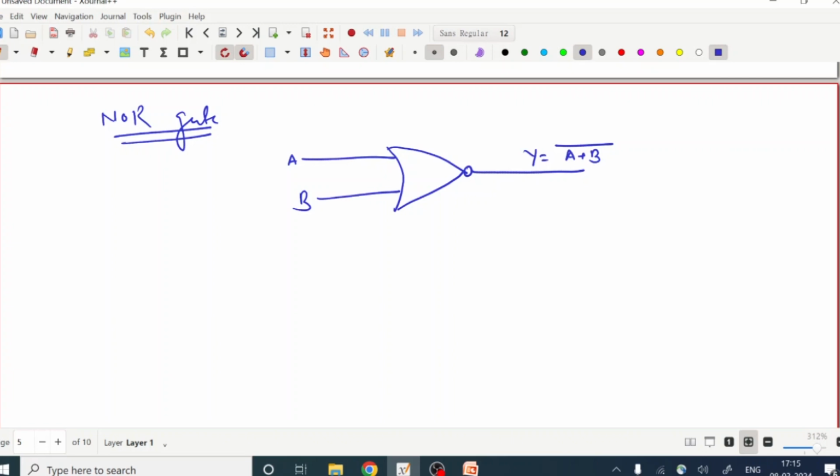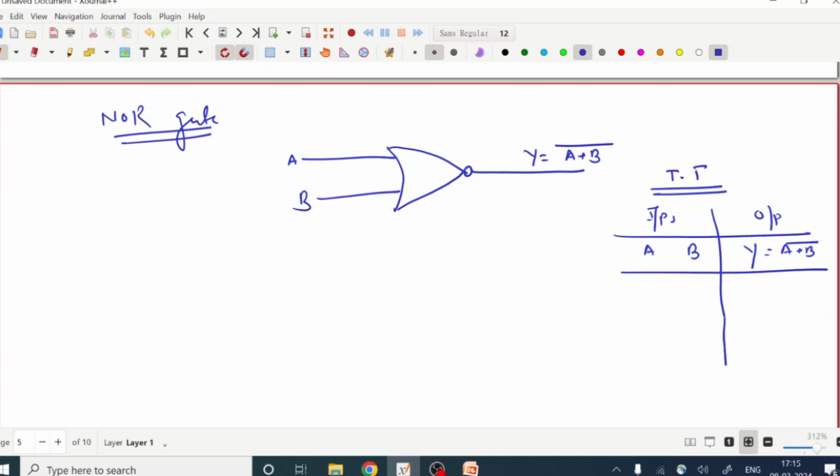Here, what is the truth table? Inputs are A and B, only two inputs, and output Y is equal to (A plus B) whole complement. What are the possible combinations? Since two variables are there, the combinations are 00, 01, 10, 11. For 00, the output of the OR gate is 0 because both inputs are low.